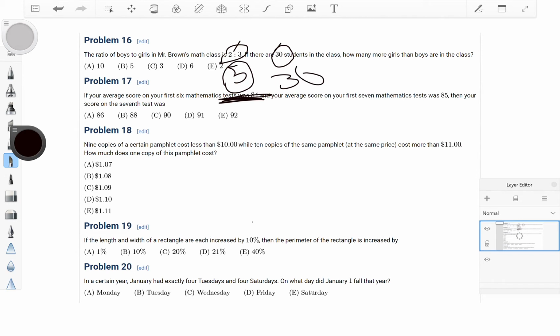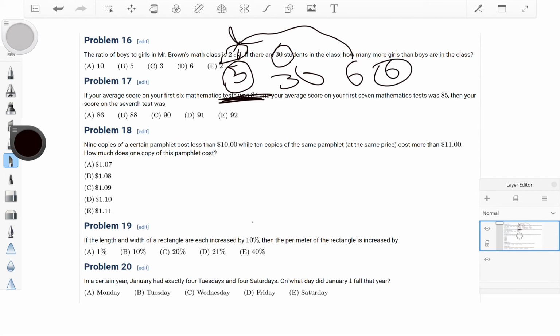So 30 over 5 is 6, right? So that means that this ratio is repeated 6 times. If you repeat this ratio 6 times, the difference is 1, right? 2 to 3, the difference between 2 and 3 is 1. So if you repeat it 6 times, 1 times 6 is going to be 6. So that's how many more girls than boys are going to be in the class: 6.